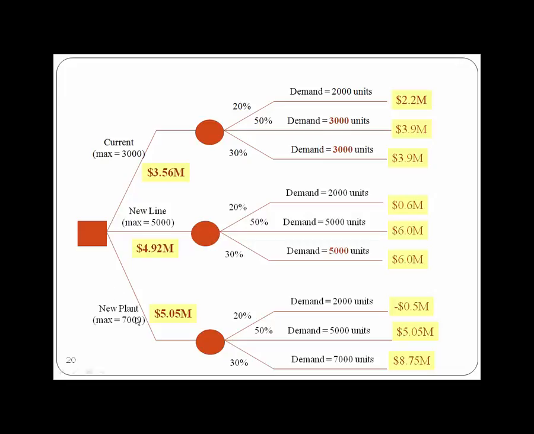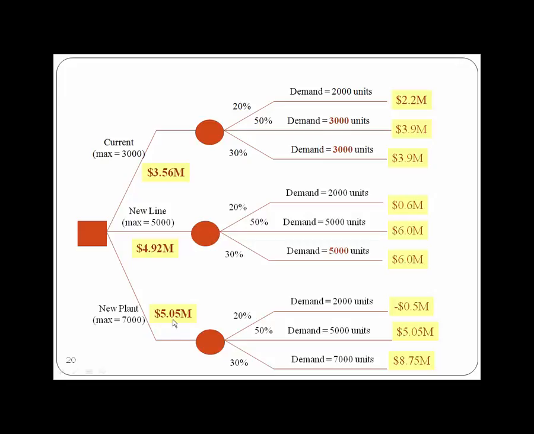If we hit the jackpot, as it were, or we're very lucky and we put a new plant in place and the demand turns out to be 7,000 units and we pick it all up, then we get an 8.75 million payoff. The weighted average of these turns out to be 5.05 million. So now we really have a tough decision to make.